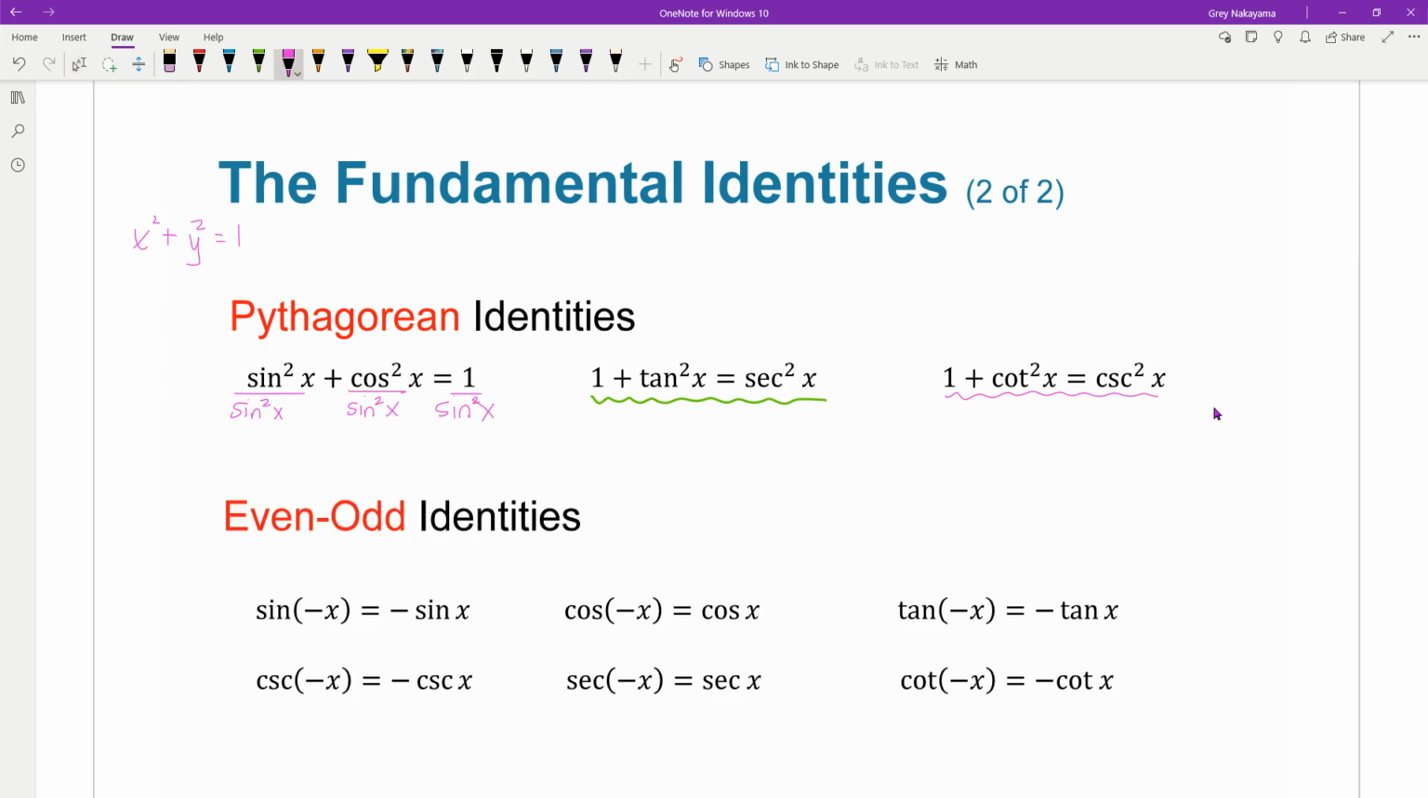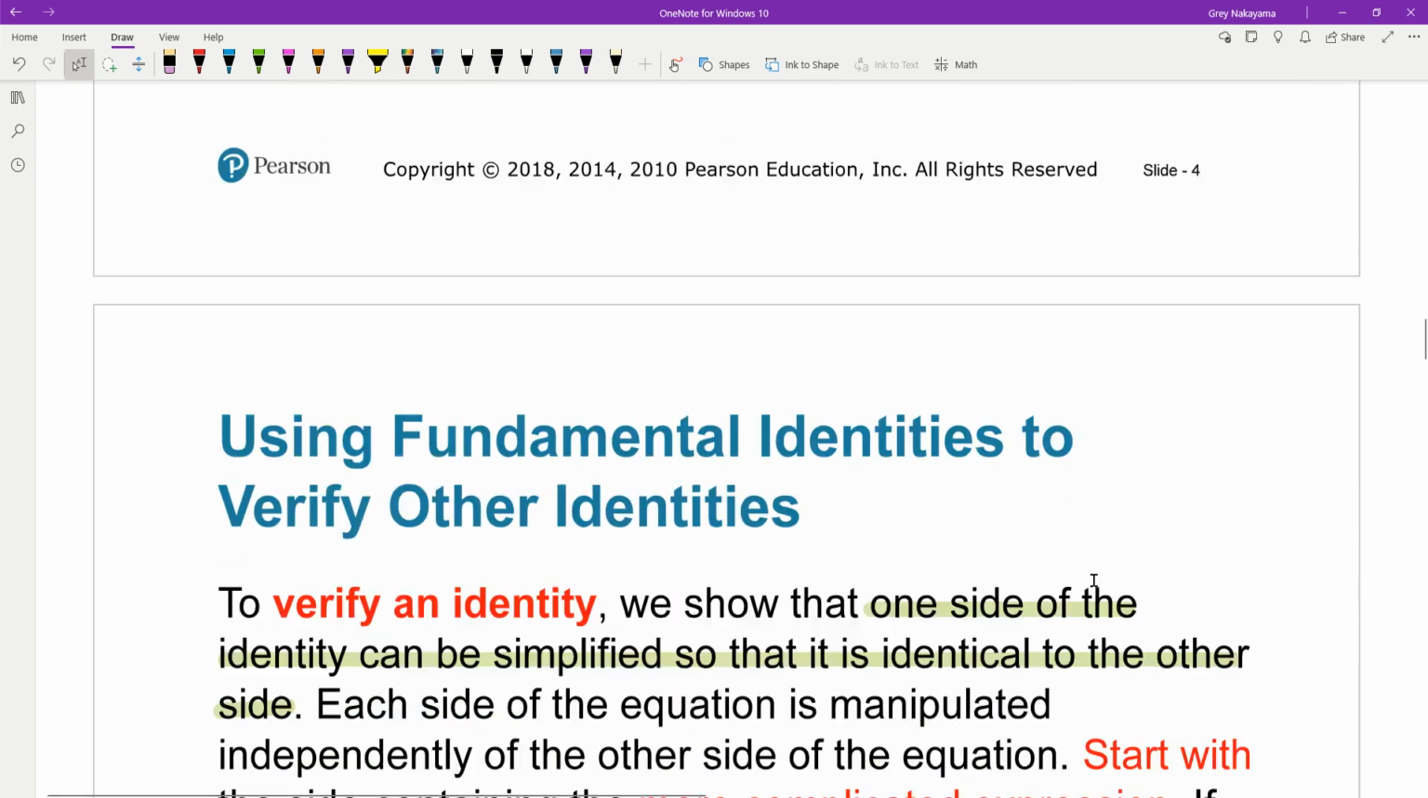The next one, we have even and odd. We've been talking about this for so long, I hope that it's easy for you. The one that we keep going over is the fact that the cosine and the secant are the only two that are even. That means that when you take the cosine of a negative angle, it's equal to the cosine of that positive angle. That negative sign goes away. And for the other four, it goes out front. So you've got to remember that.